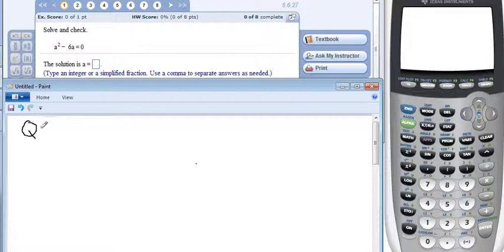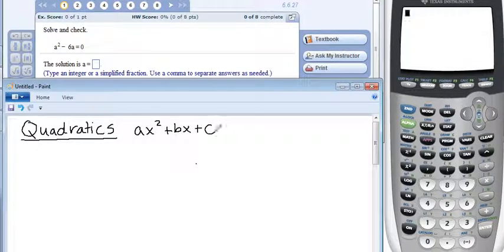So let's talk about what a quadratic is. A quadratic is an equation that's got the highest power as a 2 on the x.